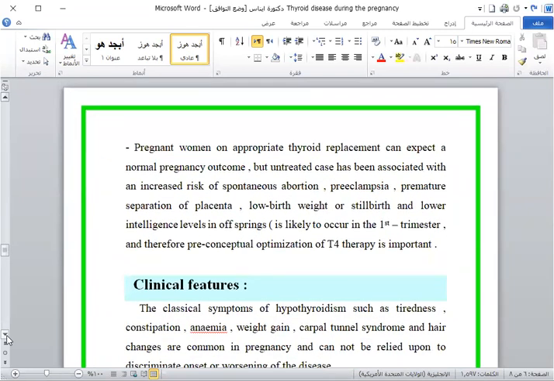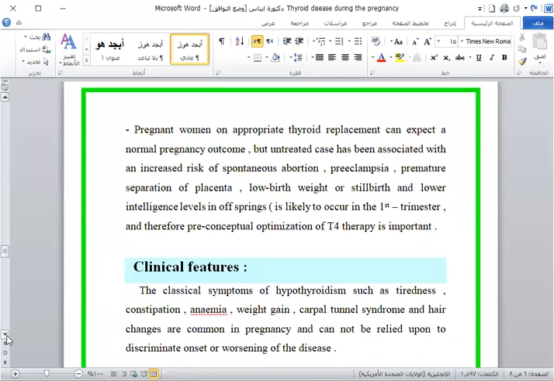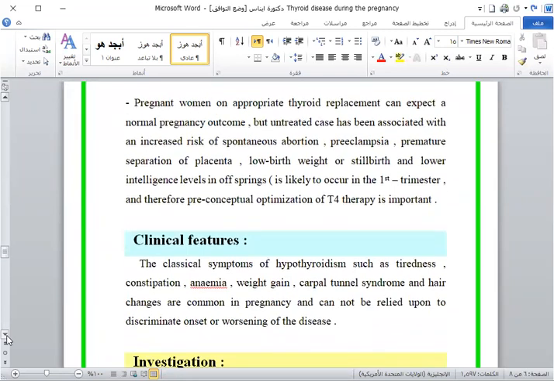A pregnancy on appropriate thyroid replacement can expect a normal pregnancy outcome. نتذكر إن البيشنت إذا كانت تأخذ appropriate thyroid replacement before a pregnancy، فنتوقع أن يكون the outcome as any normal pregnancy outcome. ماكو complication. But any untreated cases have been associated with an increased risk of spontaneous abortion. ولكن إذا ما عالجنا any untreated case، أولاً risk of spontaneous abortion حيزيد، risk of preeclampsia حيزيد، premature separation of placenta اللي هو abruption of placenta حيزيد، low birth weight and stillbirth، أيضاً إضافة low IQ.